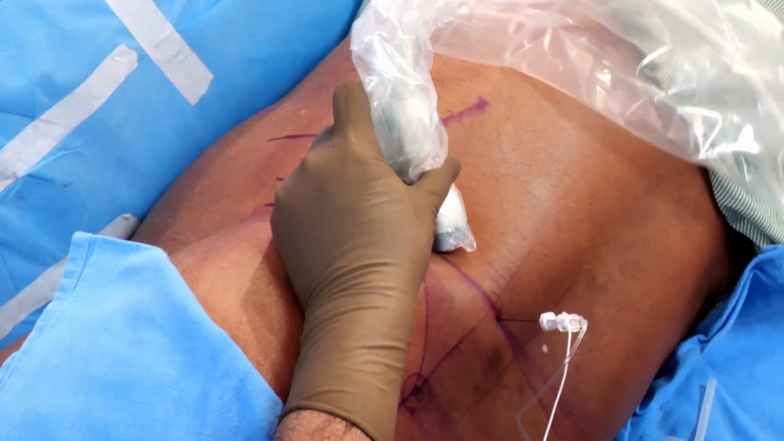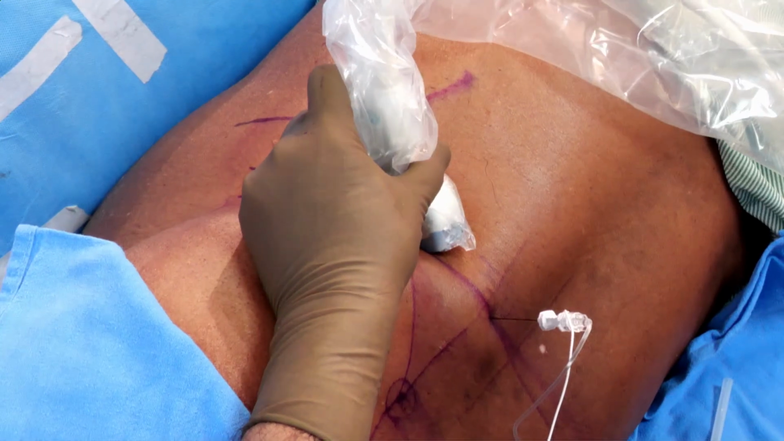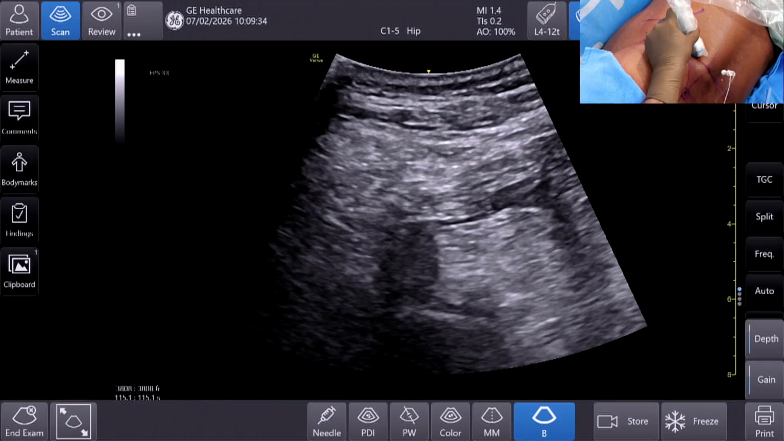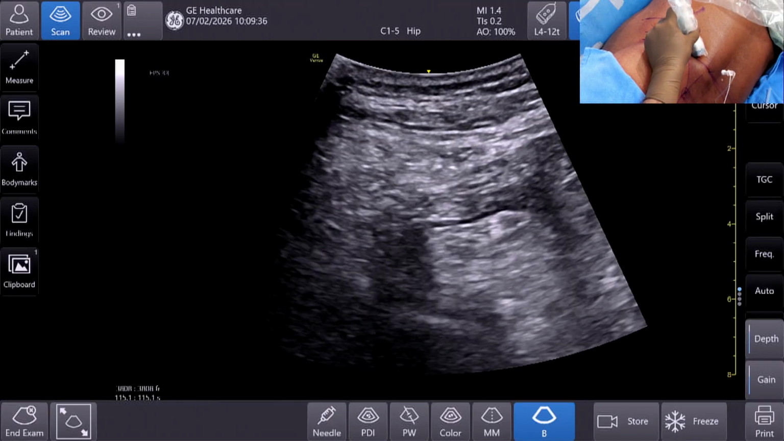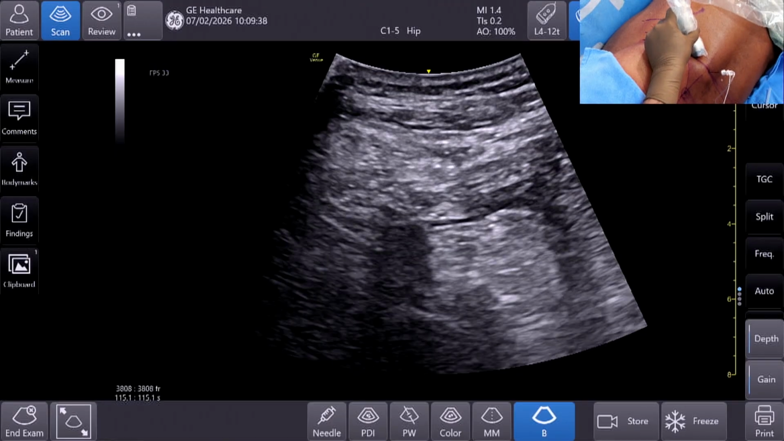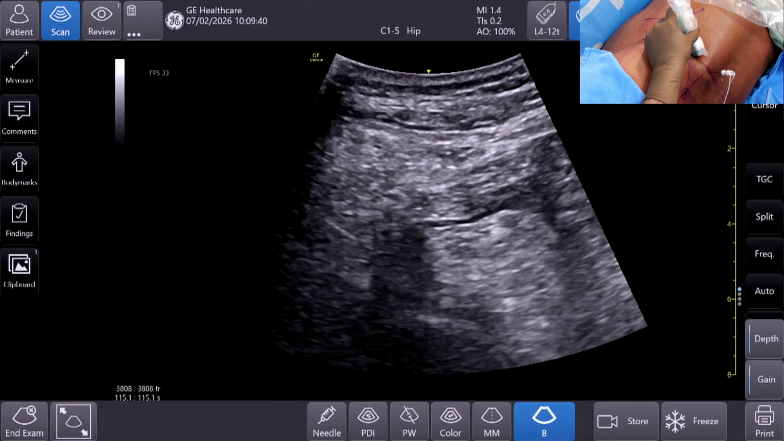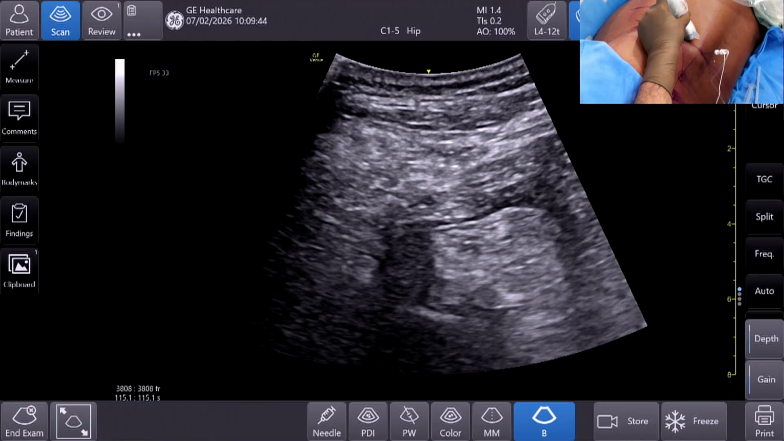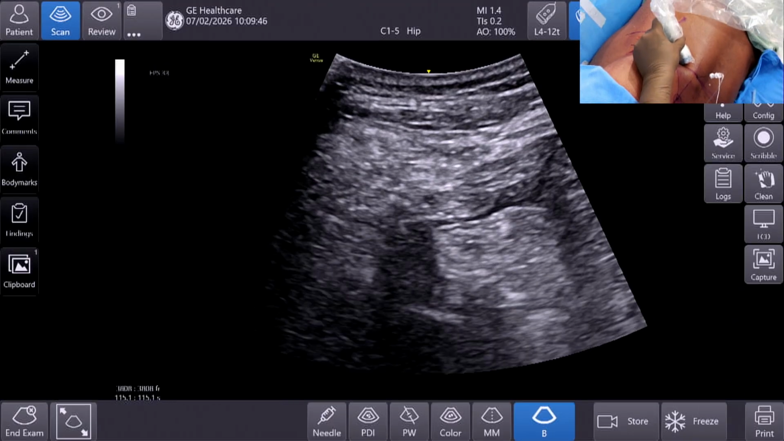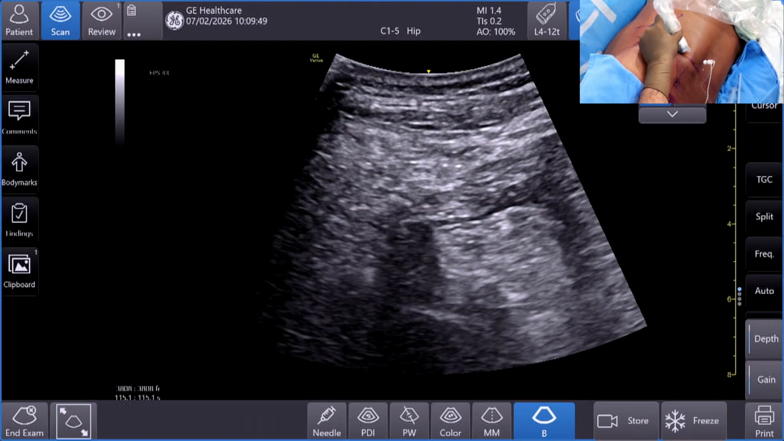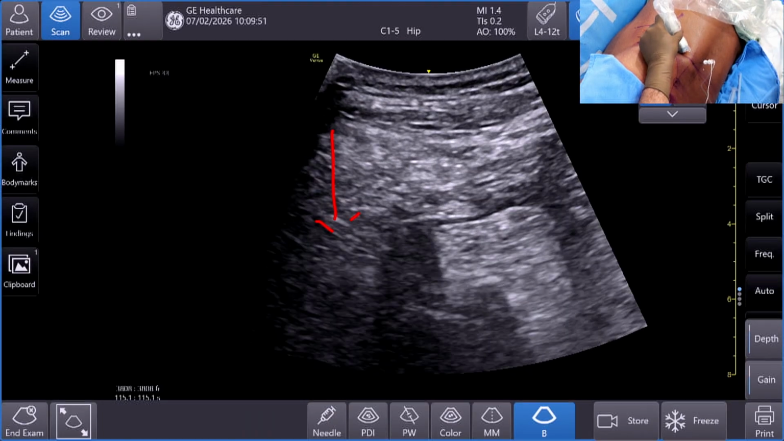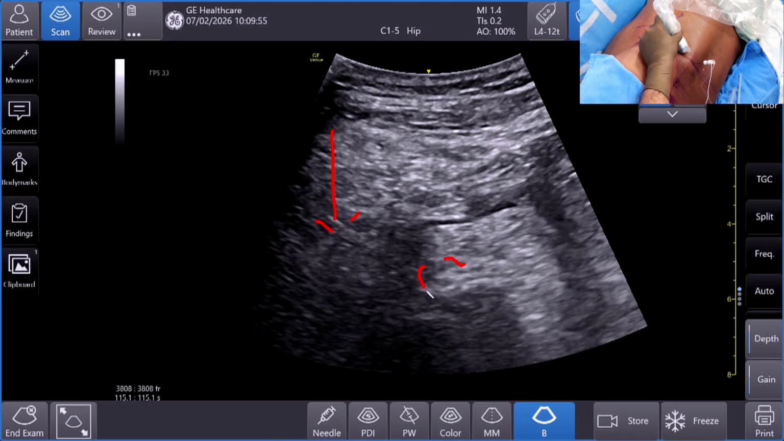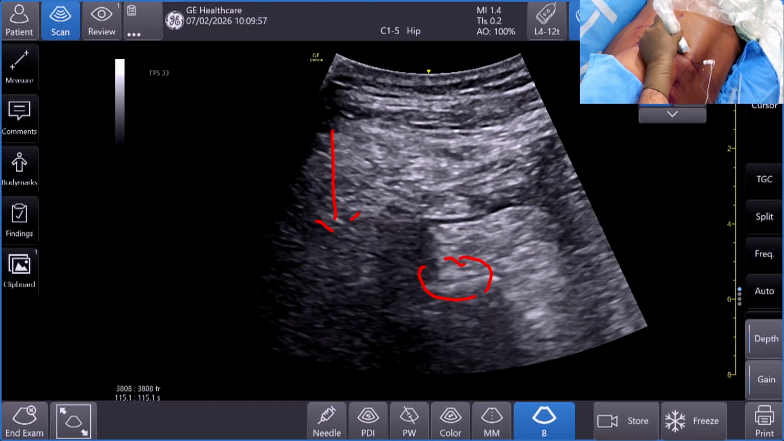Now, can we have the ultrasound image also? Yes, we are seeing the ultrasound image, sir. So, Devesh, your presets are fine now? Yes, sir. So we can see the needle. Yeah, you can see the needle here. So this is the needle. This is probably the lumbar plexus. Yes, sir, and that's the vertebral body.